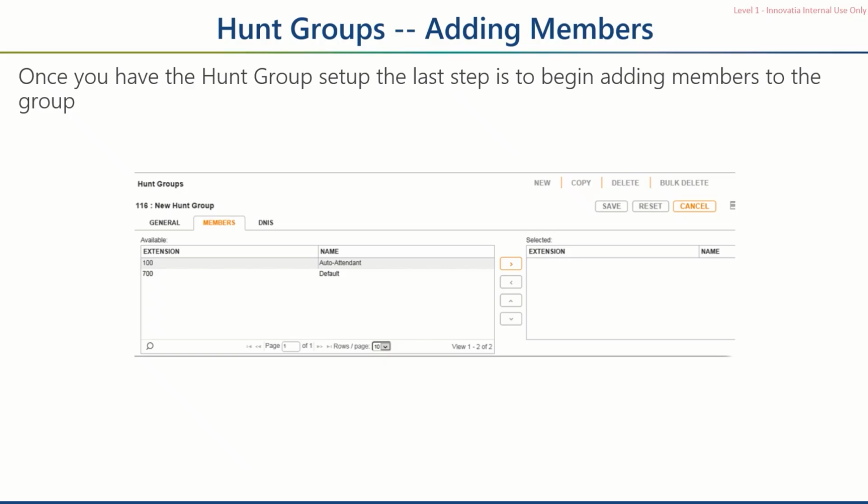Once you have your hunt group configured and designed the way that you want it, the last thing that you need to do is add members to the hunt group. In our particular case here, we have two examples. We have our auto attendant and just a default extension. You can select one or both of those and simply use the arrow keys in the middle of the image to move them from the left-hand table to the right. Once they're in the right-hand table and the hunt group is saved, you are able to start making test calls and making sure the hunt group is functioning the way that you want.